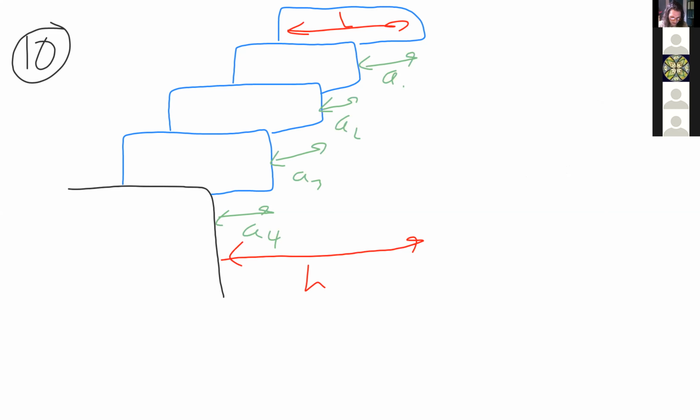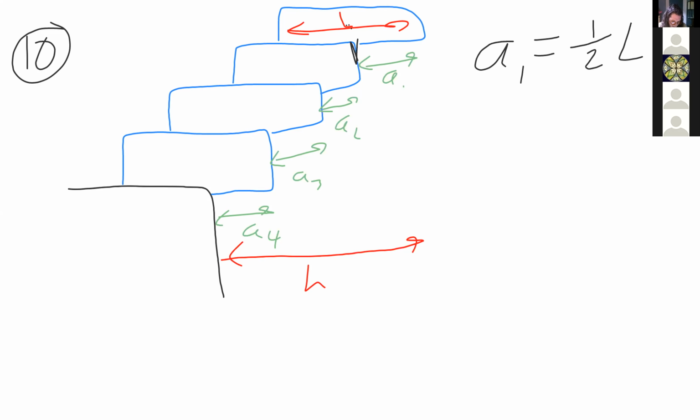So what that means is with the first block, you just want to start at the top block. The top block can only go out so far as its center of mass remains right at the edge of the block below it. So that means that your A1 at most can only be half of the length of the top block.